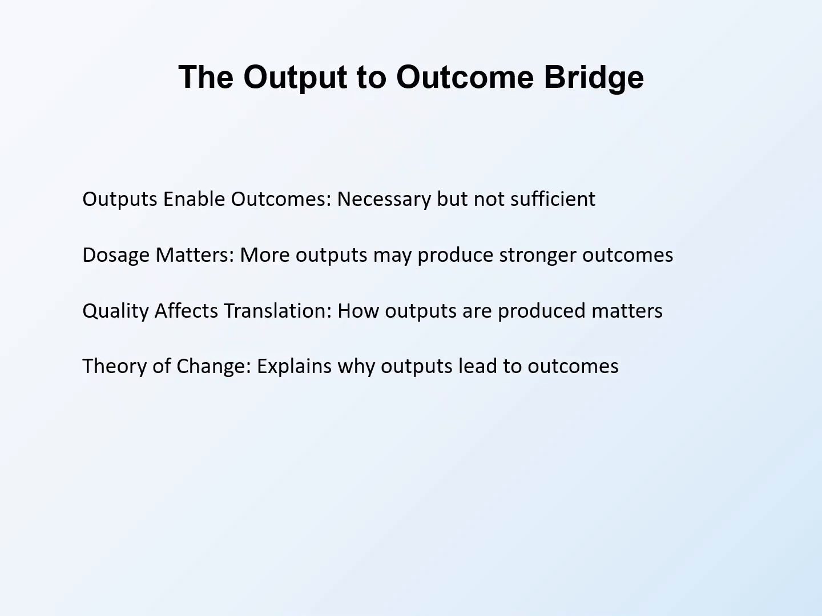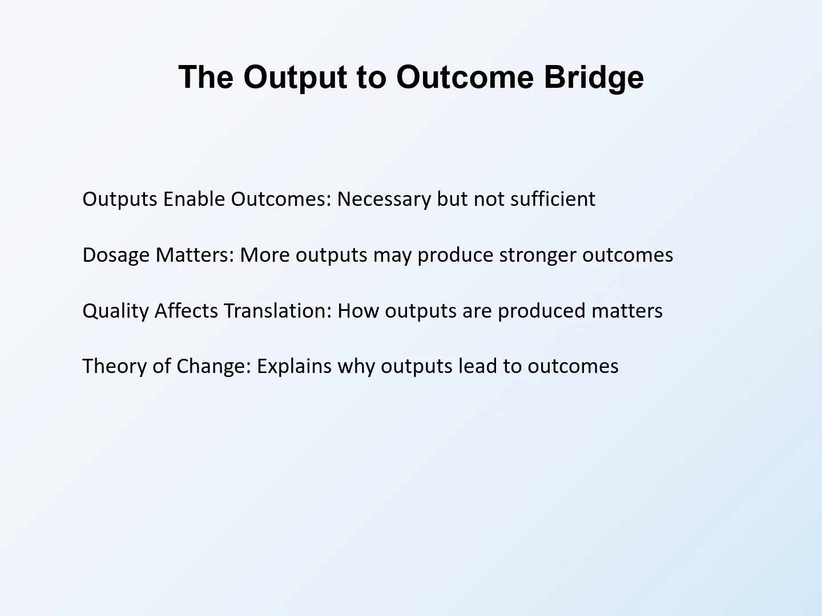Understanding how outputs connect to outcomes is essential. Outputs enable outcomes as necessary but not sufficient conditions. You must produce outputs to achieve outcomes, but producing outputs does not guarantee outcomes. The relationship is enabling, not deterministic. Dosage matters because more outputs may produce stronger outcomes. Serving participants for longer, providing more sessions, or deeper engagement may yield better results. Research often identifies effective dosage levels.